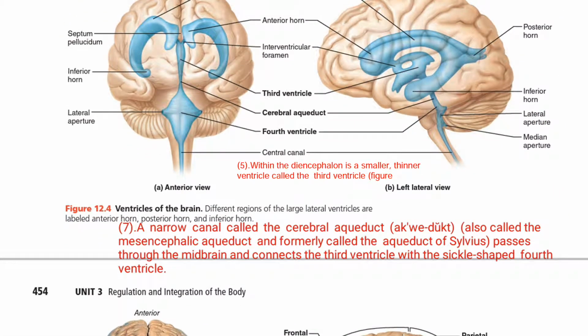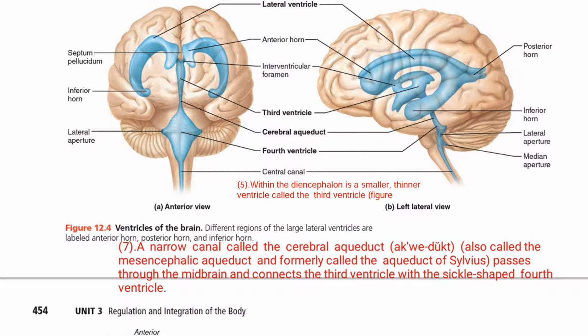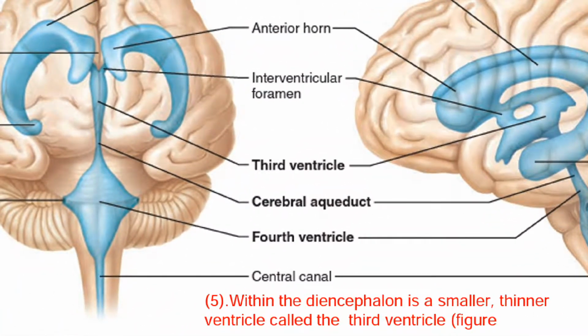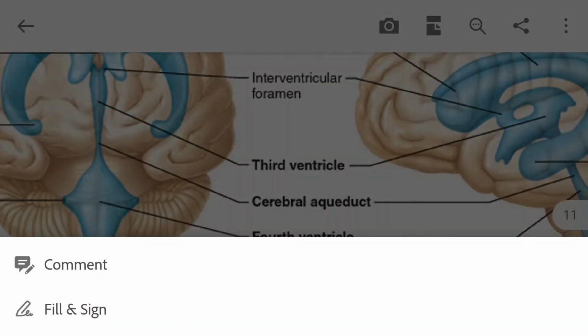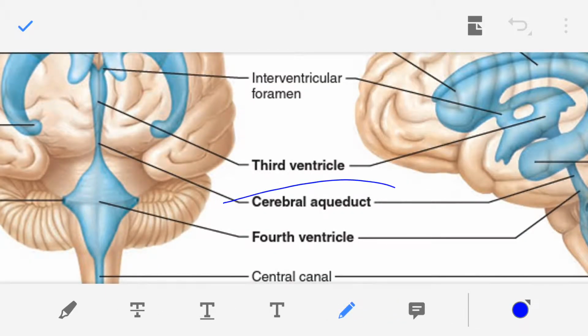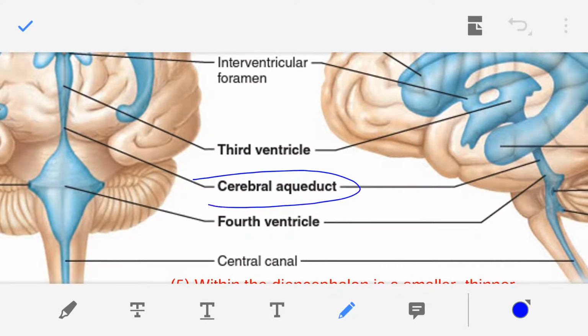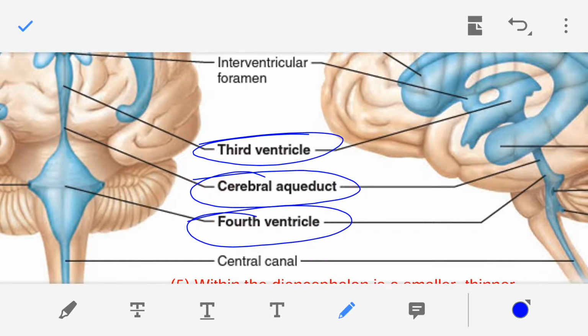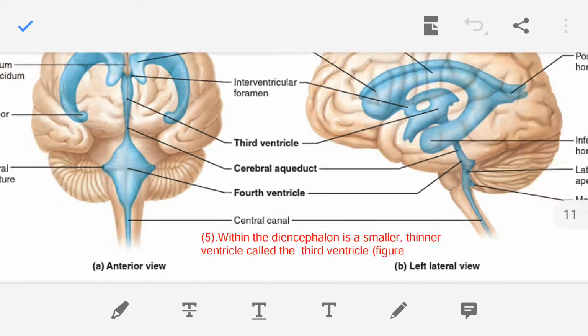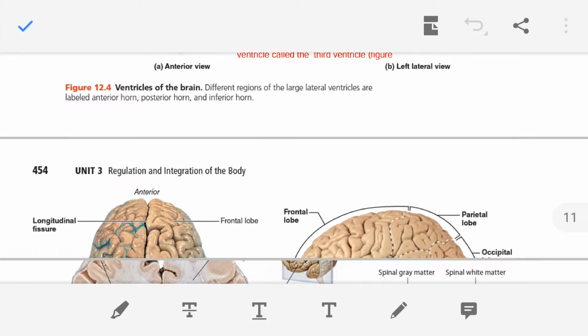Now the seventh point. We are discussing the cerebral aqueduct. Where is this cerebral aqueduct located? It is present between the third ventricle and the fourth ventricle. So let's discuss this cerebral aqueduct.